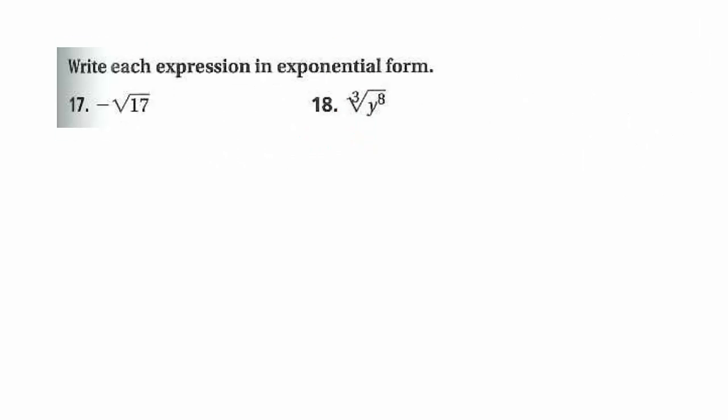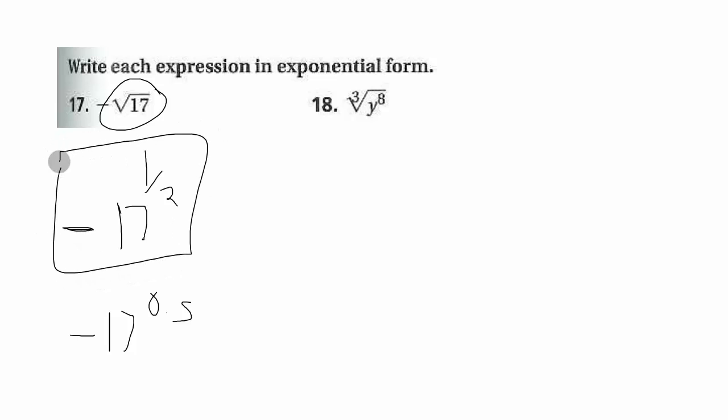For 17 and 18, we're just converting these from radical to exponential form. So remember that a square root is the same thing as a 1/2 power. So the negative is just hanging out front. But instead of writing square root of 17, I write 17 to the 1/2 power. It's also acceptable to do 17 to the 0.5 power, but I prefer to write it as a fraction rather than a decimal.